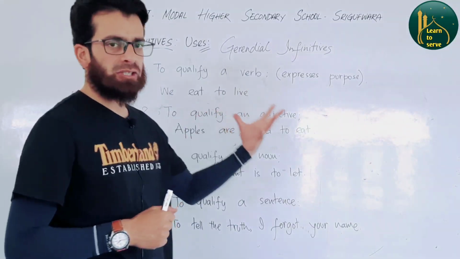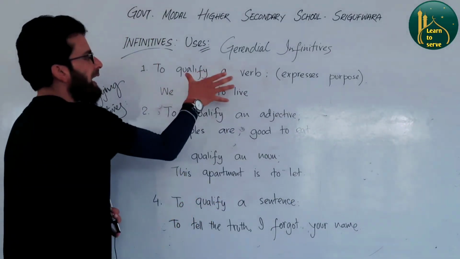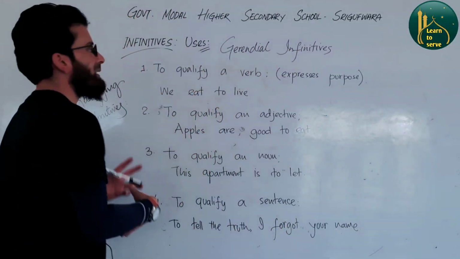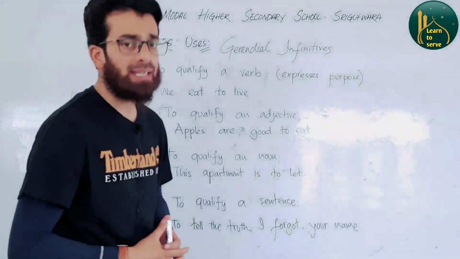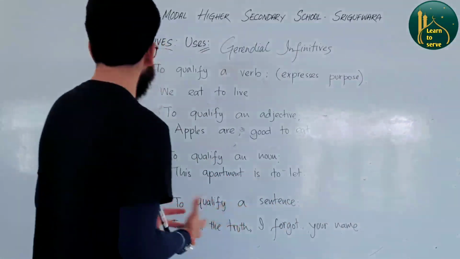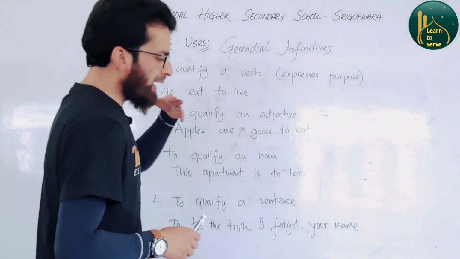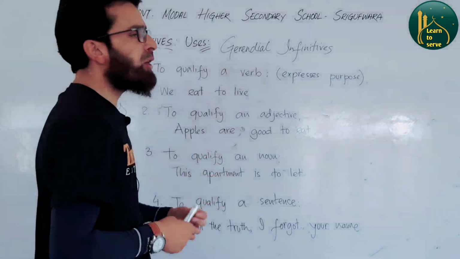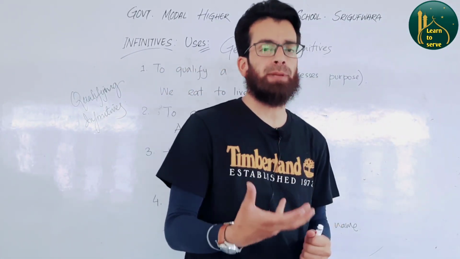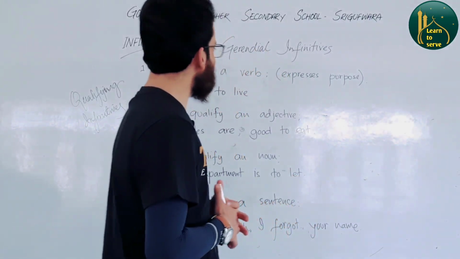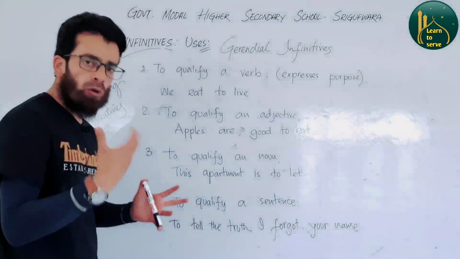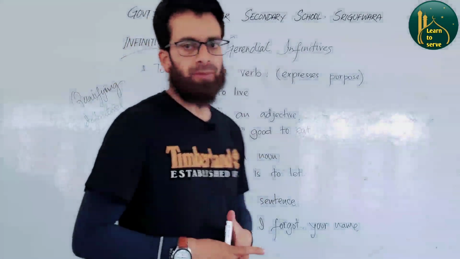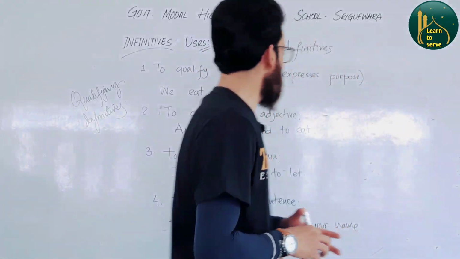First, to qualify a verb. When an infinitive qualifies a verb, you can call that infinitive a gerundial infinitive or a qualifying infinitive. Usually that verb expresses purpose. For example, we have: we eat to live. We eat to live.